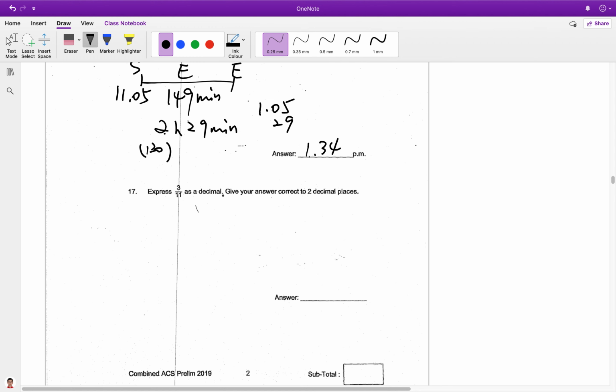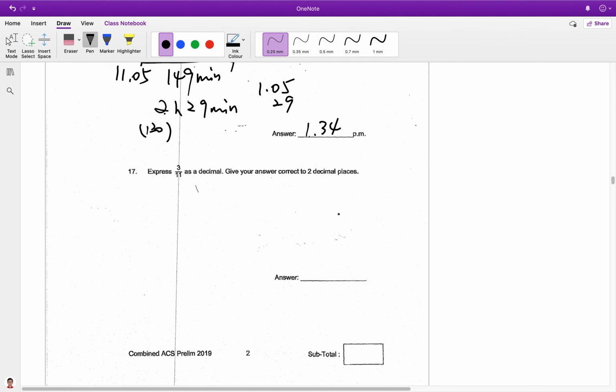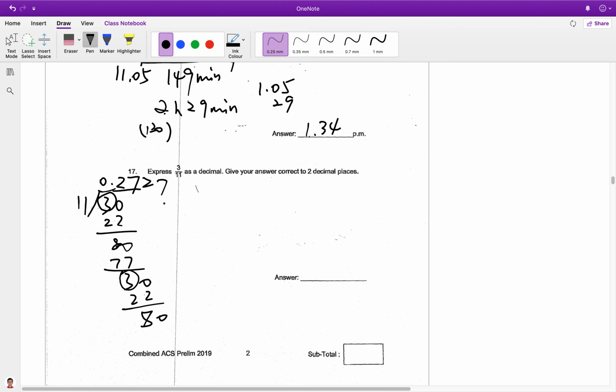Question 17. Express this number as a decimal, give the answer correct to 2 decimal places. Well, this one actually, with this fraction, we know this is the same as the division, right? Divide decimal, 3 divided by 11. Well, not enough, right? We add 0, 30, 22, 8, 80, 77, 3. See, 3 here. Again 30, 22, 80, 77. We see that these two digits appear periodically, right?